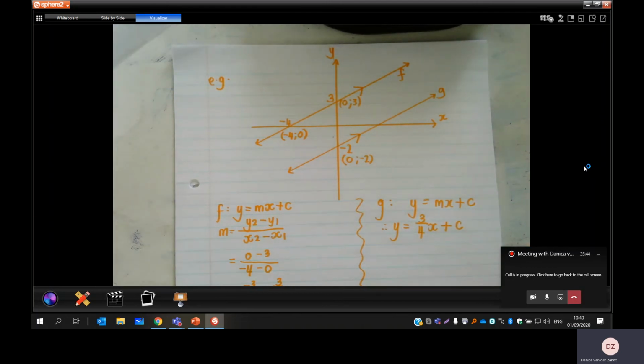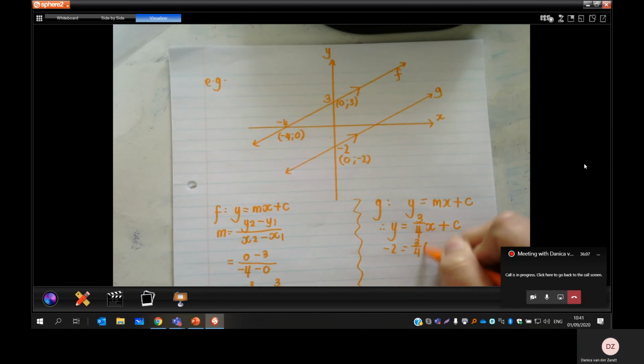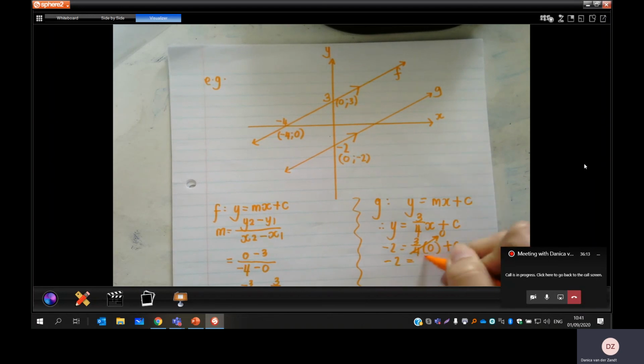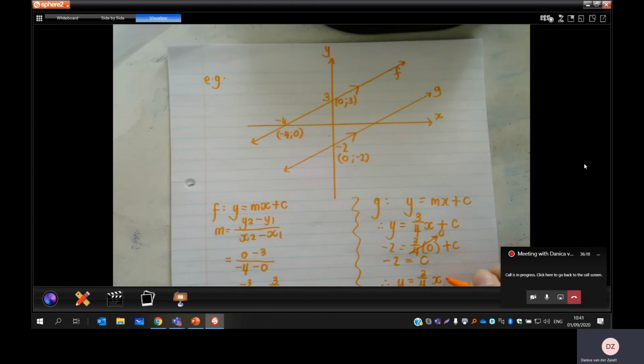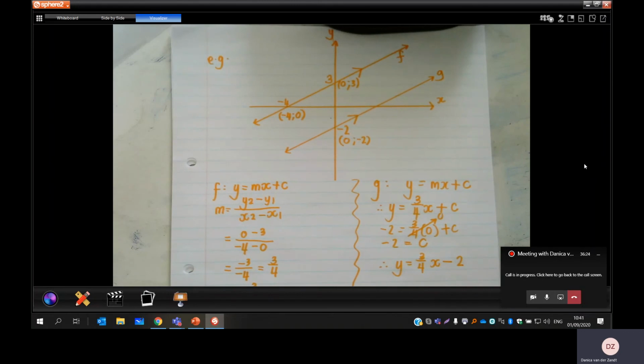And now what? I've got my m. I still need my c. Substitute that point that's given to me. What point? 0 and minus 2. It has to exist on that graph. Okay? So 0 for x, minus 2 for y. That's just going to become 0. So c is equal to minus 2. Therefore, y equals 3 over 4x minus 2 is my answer for g.